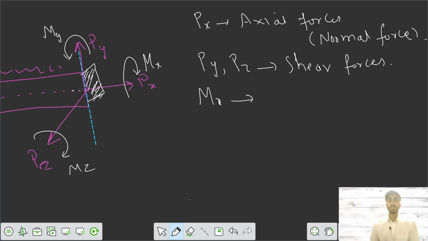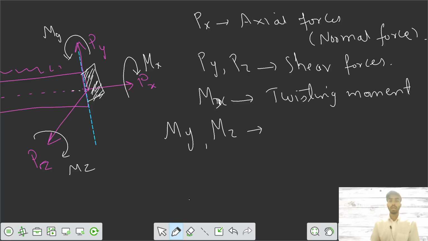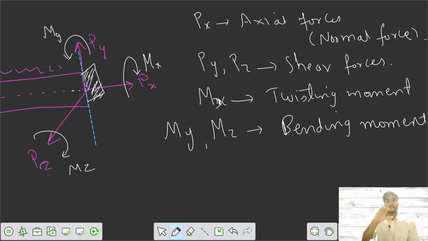For the moment x, this is your twisting moment. It tries to twist the fibers in the longitudinal axis. Because of this moment, the fibers twist. That's why we call it twisting moment. Then you have moment y and moment z. We call them bending moments, because these two moments try to bend the fibers in the longitudinal axis, bending those members.